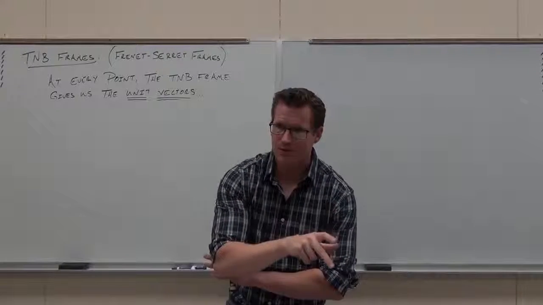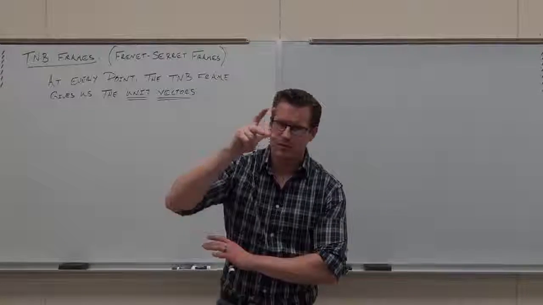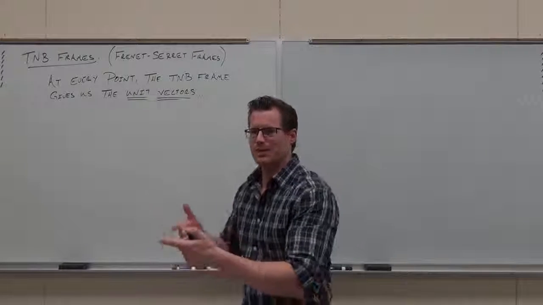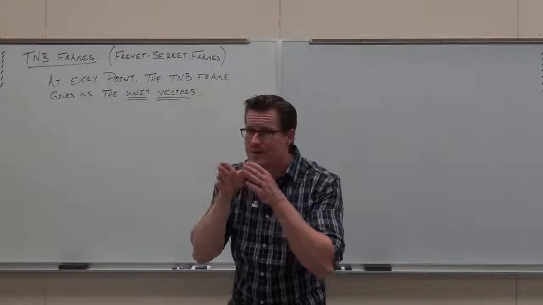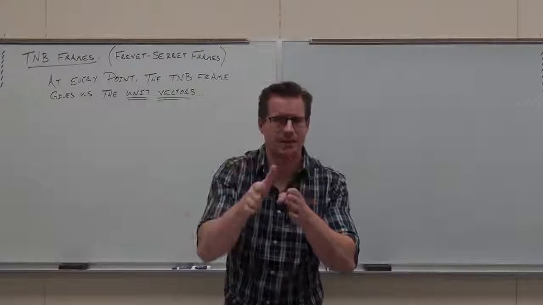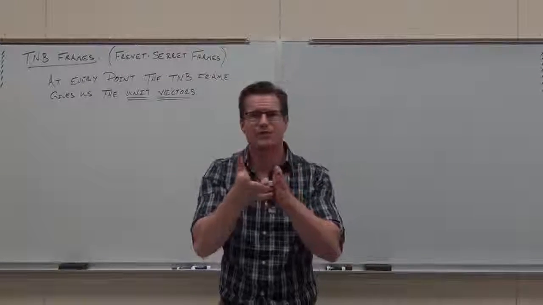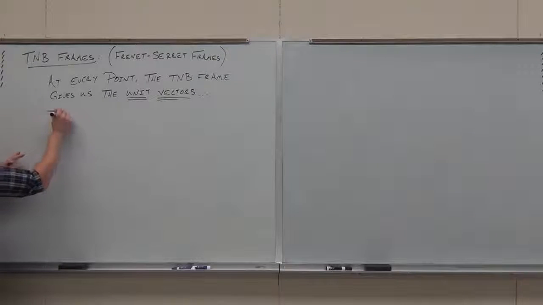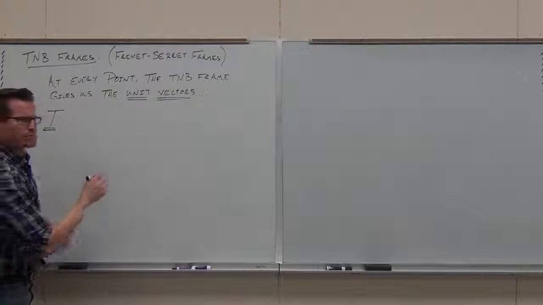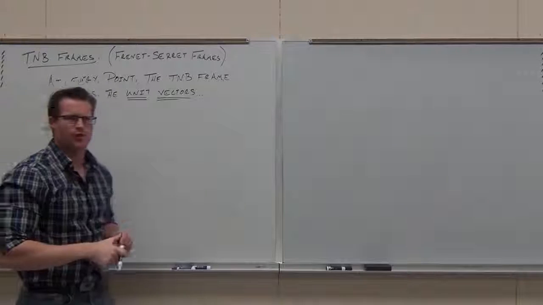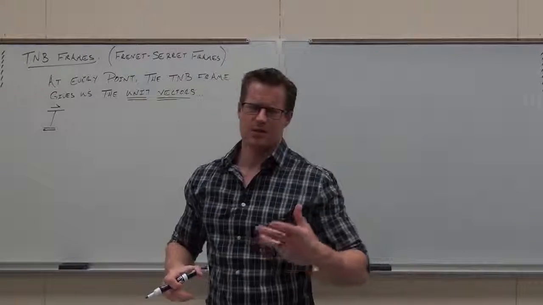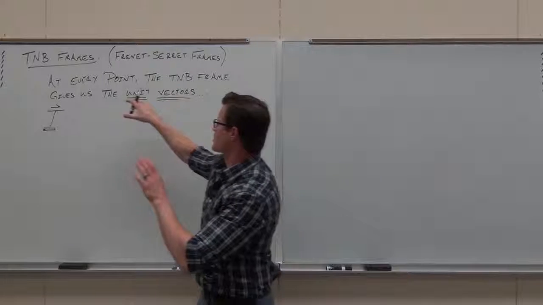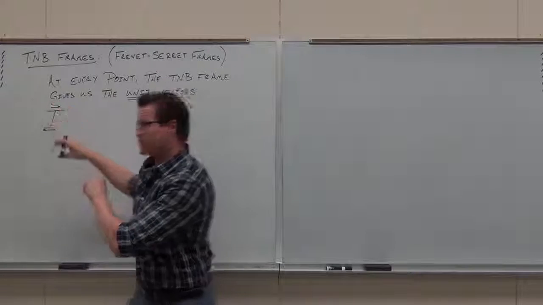What the TNB frame gives us is a moving frame of reference, similar to IJK, but we have to define it differently, because at every single point we're going to have a different I, J, and K. We're going to have a different heading, a different way that we're turning, and a different way that we're twisting. How we describe it is with the T. Wait a minute, we've talked about the T before. What's the T stand for? It's the unit tangent. So at every point, the TNB frame describes for us the unit tangent.